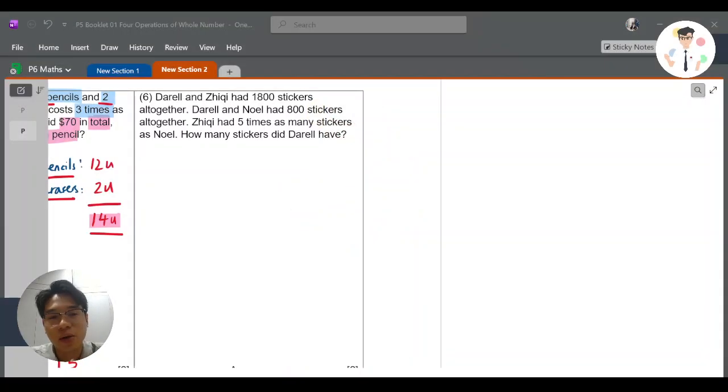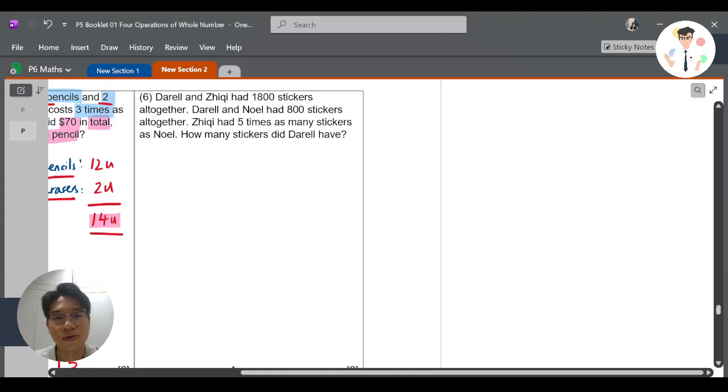Welcome back to digital class, and now we are looking at question 6, and this is from the topic of word problems. We are looking at booklet 01 for operations of whole numbers. Now, before we tackle question 6, I think it's very important for me to give you some background first. Okay, I'll give you a context first.